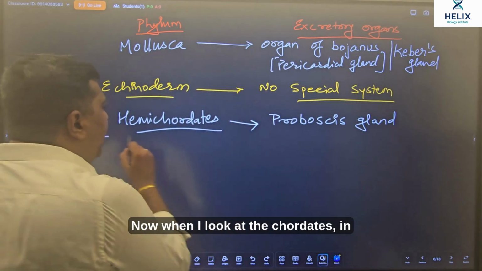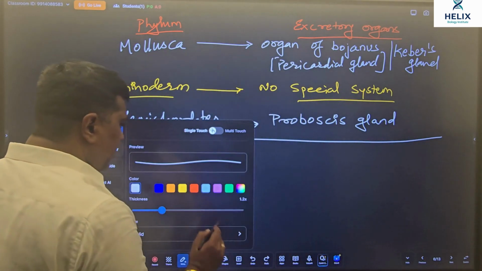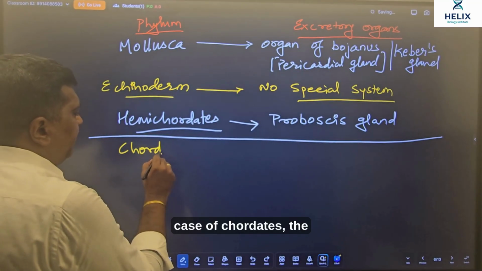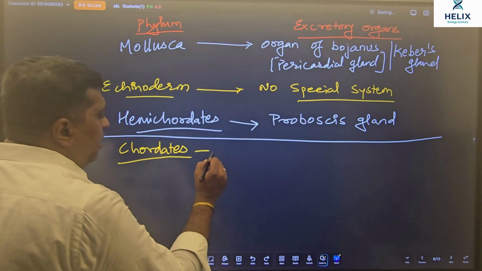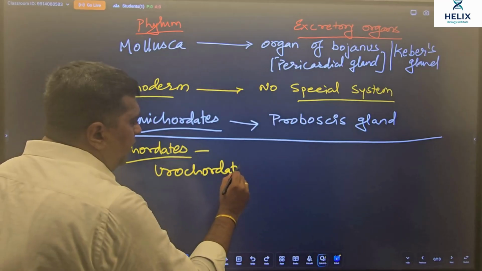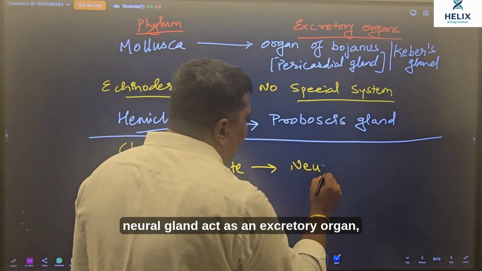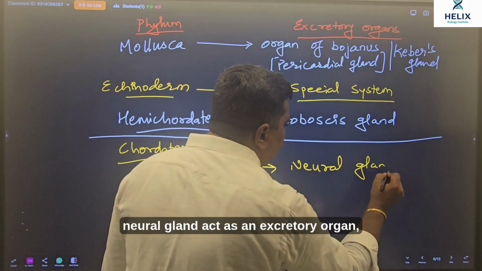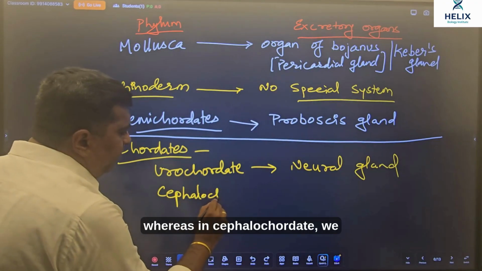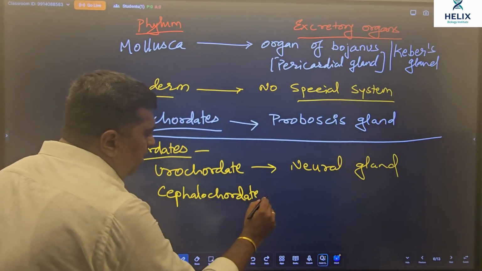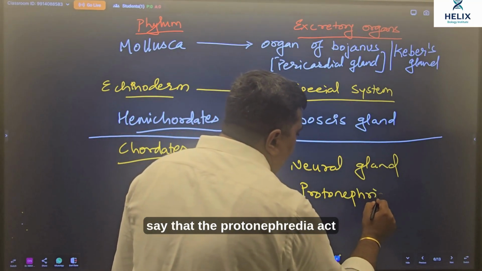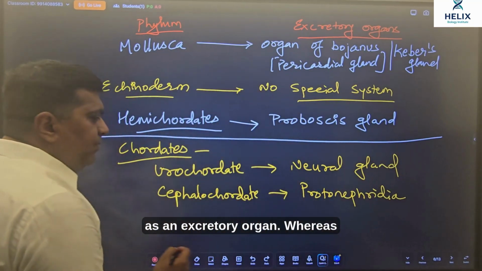Now, when I look at the chordates, in case of chordates, the first one, that is Urochordate, where neural gland acts as an excretory organ, whereas in cephalochordate, we say that the Protonephridia act as an excretory organ.